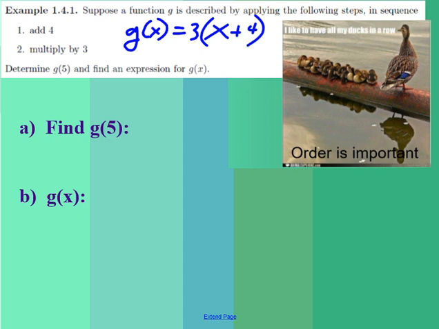Now, some people might say, well, could you multiply that out? Yeah, you can, but you could just leave it alone, too. If you multiplied it out, it'd be 3x plus 12, and you'd have to be like, what? But you said to add 4, and you're adding 12. It's about the order that you do it in.